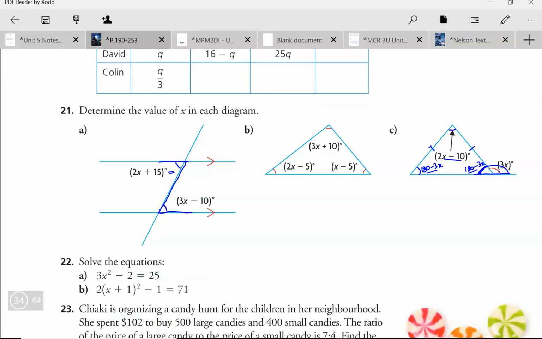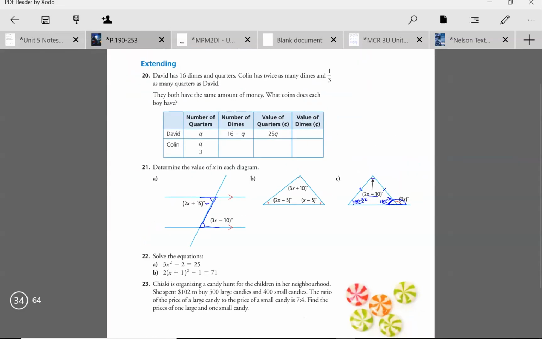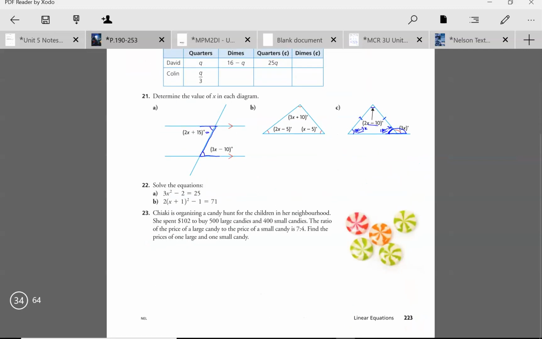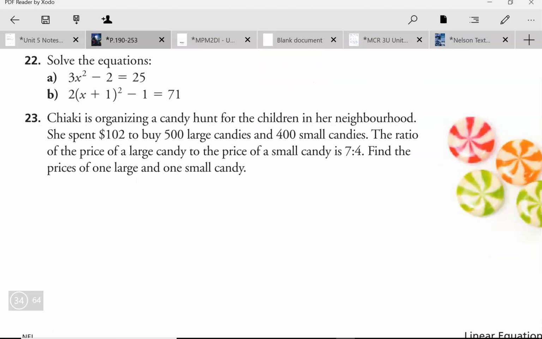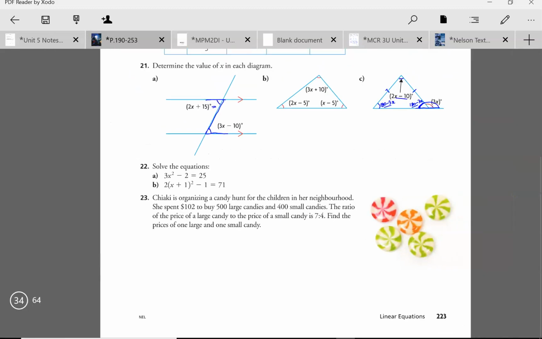So this is not part of the assigned homework. So I believe that was most of the questions here. We can take a look at some of these questions actually.